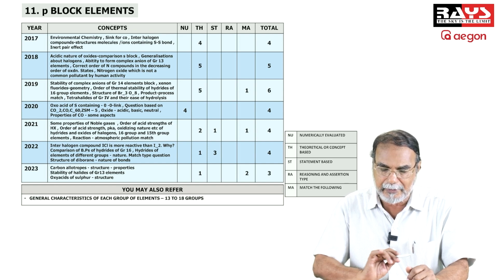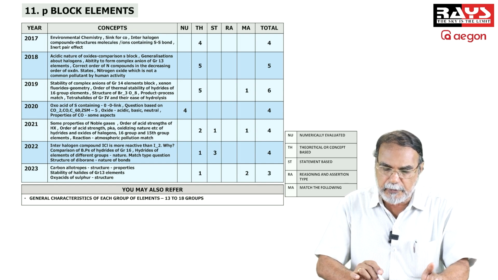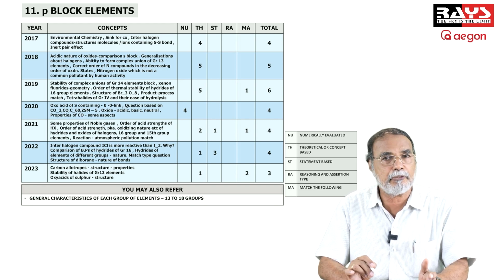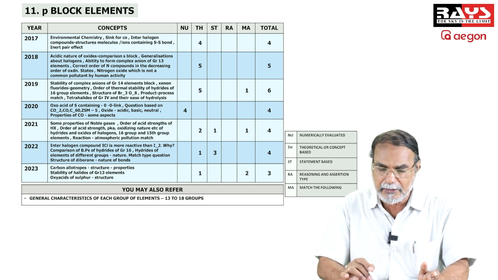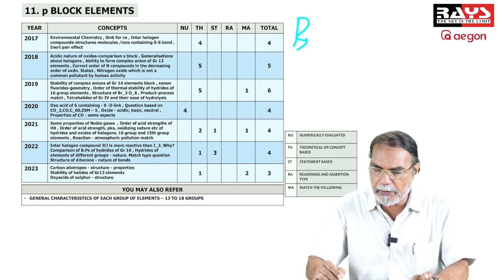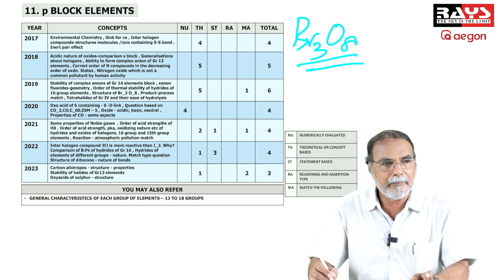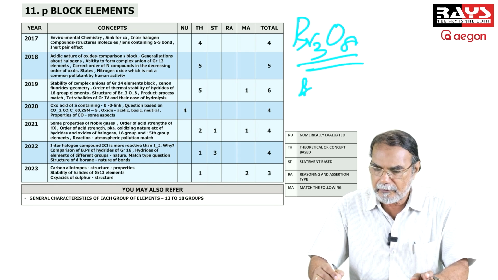In 2019, there was a question on the stability of complex anions of group 14 elements, xenon fluorides and their geometry, XeF2, XeF4, XeF6, etc., the order of thermal stability of hydrides of group 16 elements, and the structure of the species Br3O8, tribromine octoxide.